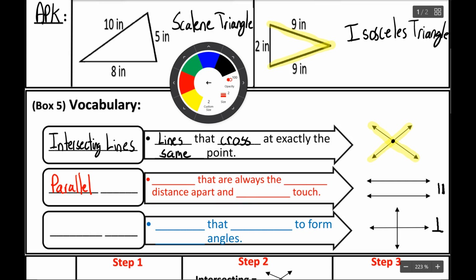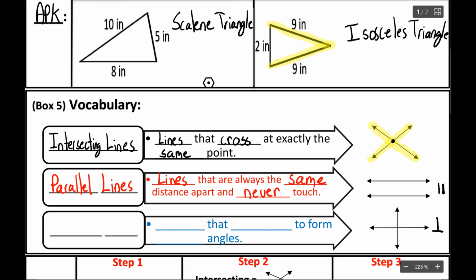For our next vocabulary word, we are going to write parallel lines. Parallel lines, okay? Parallel lines are lines that are always the same distance apart and never touch. Okay, give you some time to go ahead and write that down.